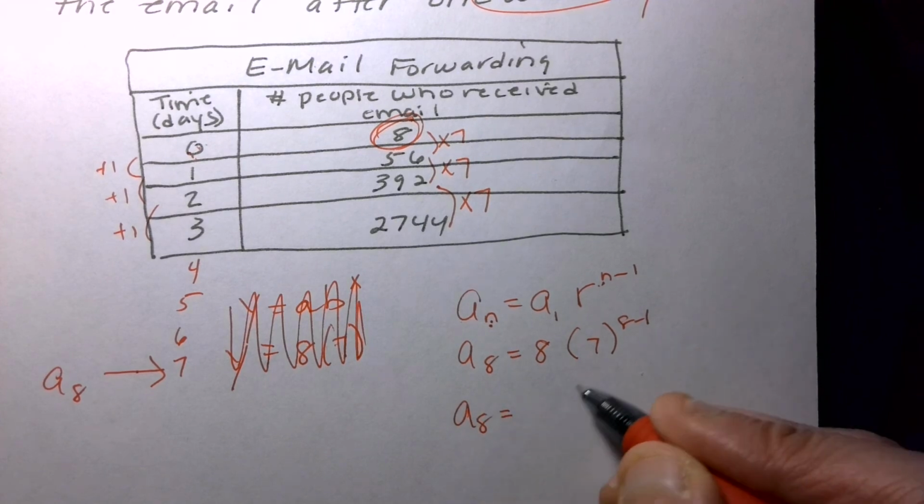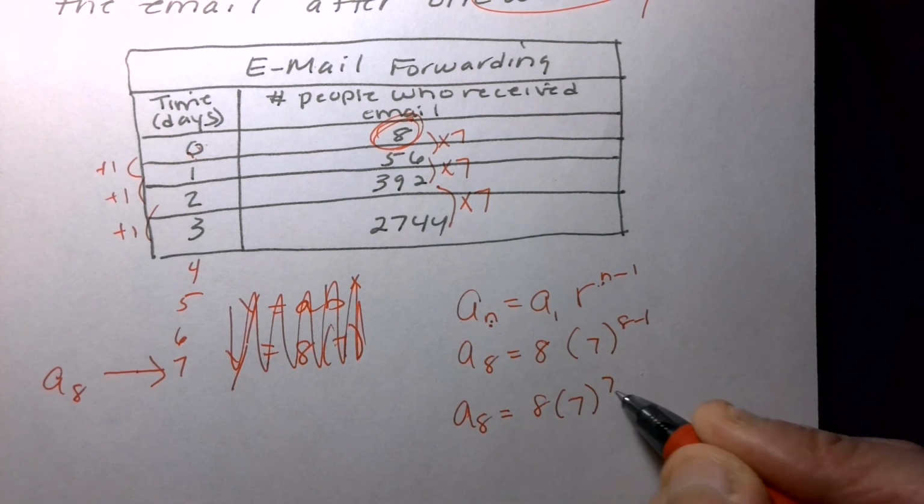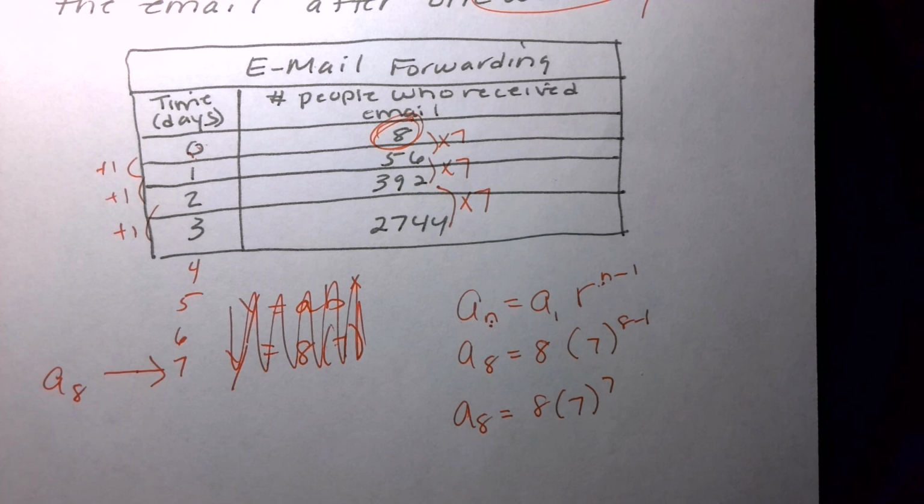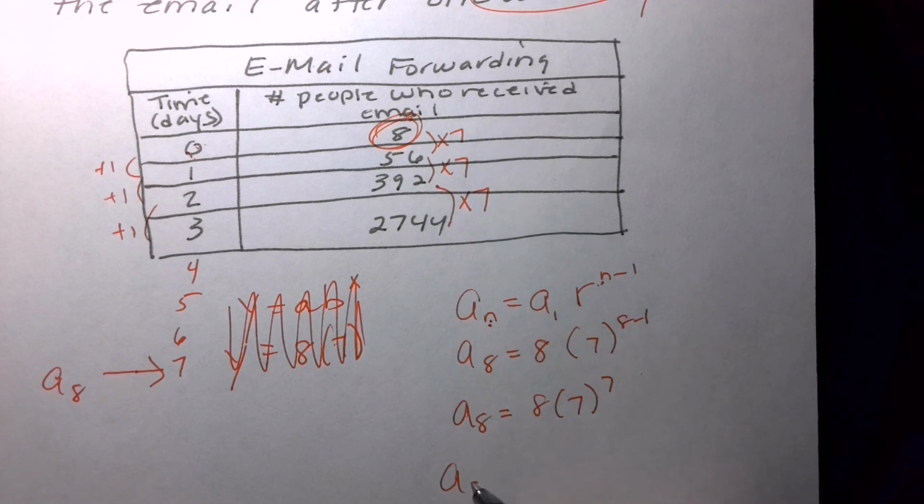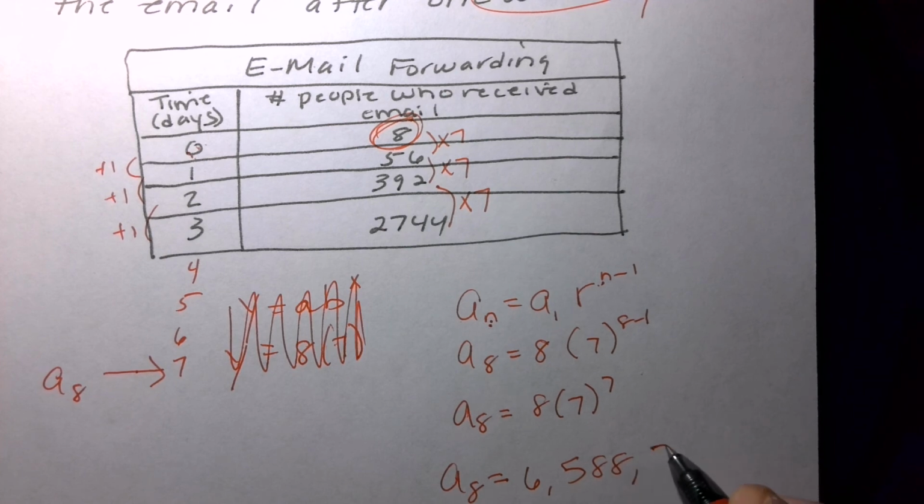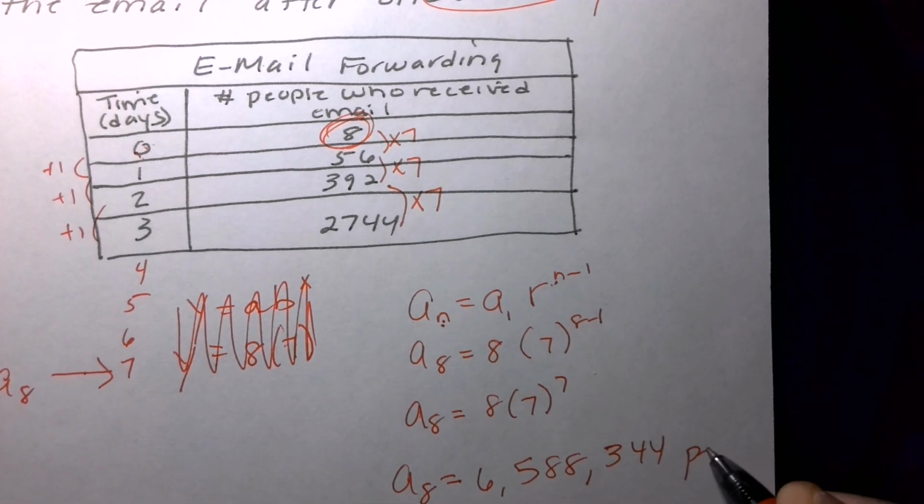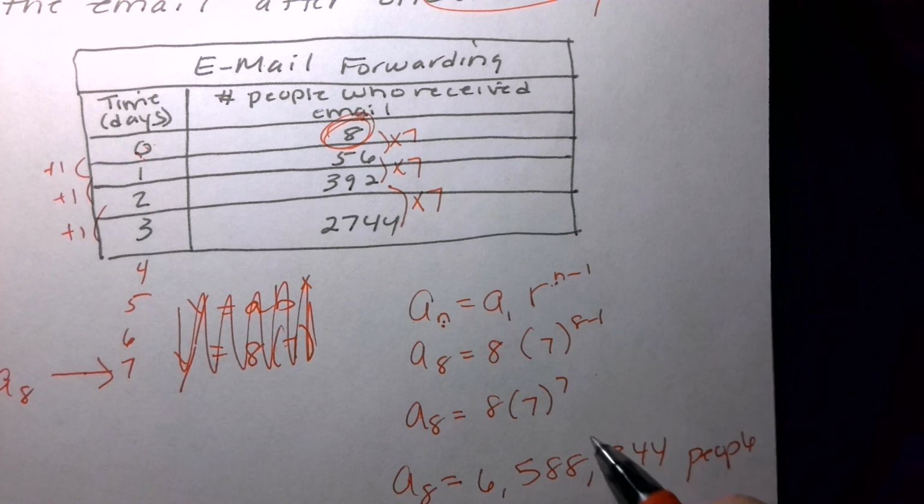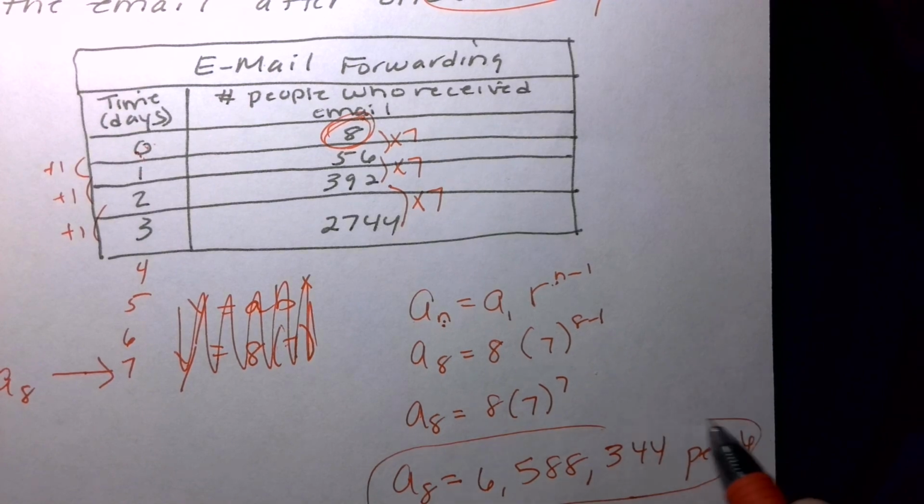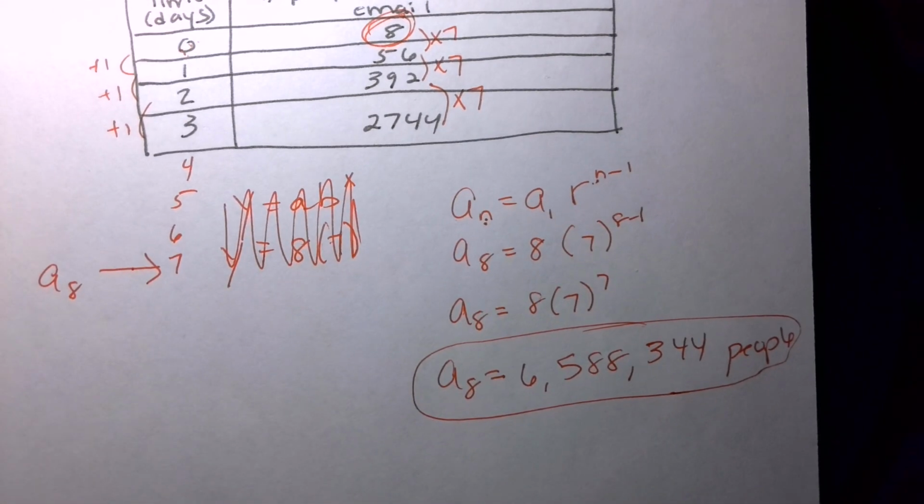So the 8th term is 8 times 7 raised to the 7th power, which is, get this, grand finale, that many people received that forward. Is that crazy? After a week, if everybody forwarded it.